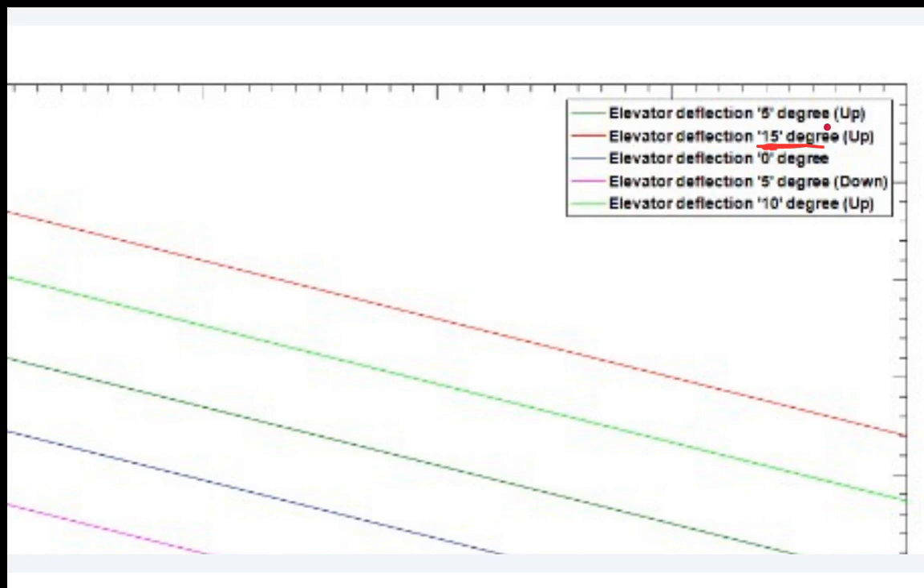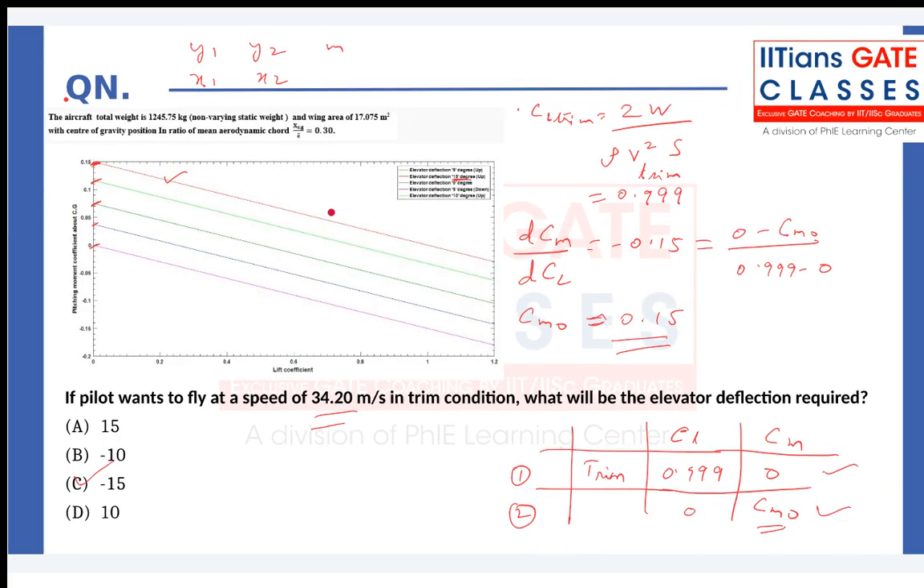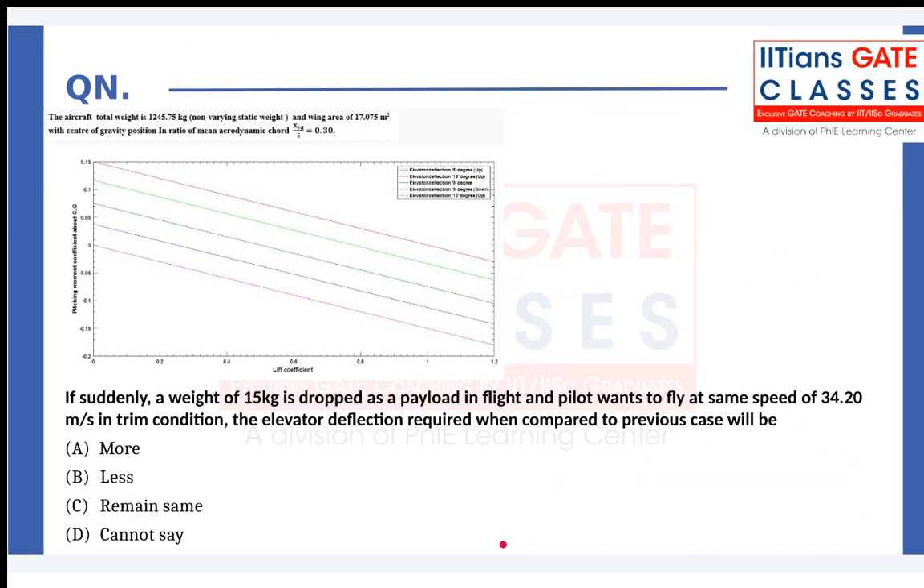Okay, let's go to the next question. If suddenly a weight of 15 kg is dropped as payload in flight and the pilot wants to fly at the same speed of 34.2 in trim condition, the elevator deflection required as compared to the previous case will be more, less, same, or cannot say. Try doing this. You'll have to recompute your CL trim because now your weight has changed. You just have to repeat the previous question with a new weight. Try doing it.